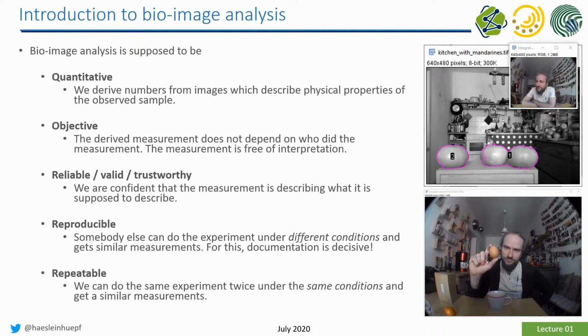So we want to be quantitative. We want to make numbers out of our images and not terms like many or not so many. We want to have an actual number. Like in this image, there's 3 mandarins, not many or something like that. And we want to be objective.